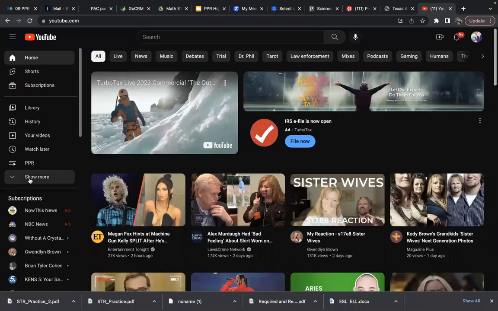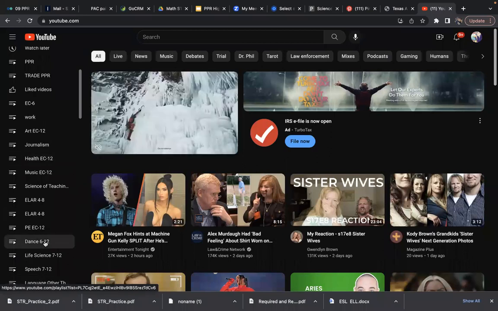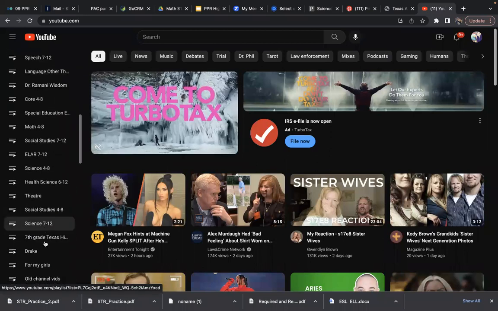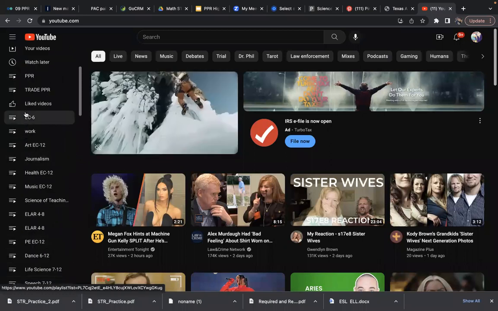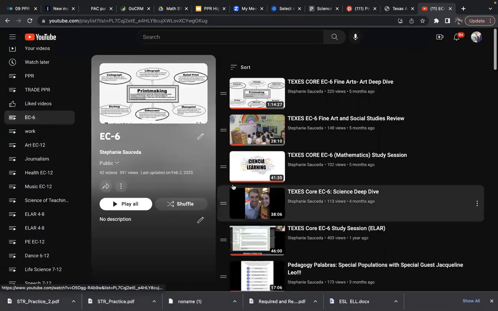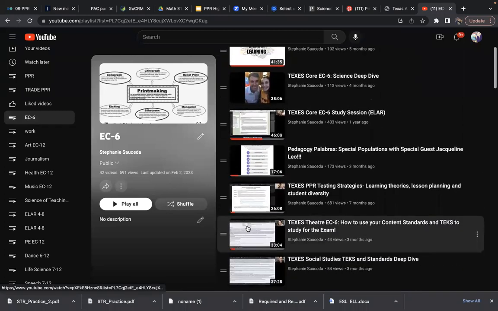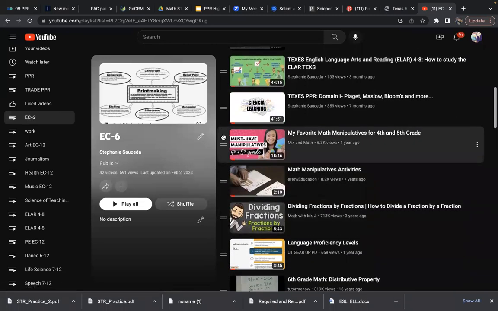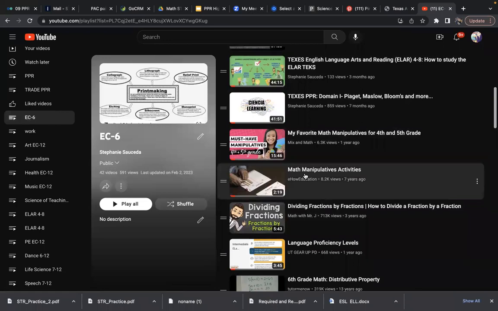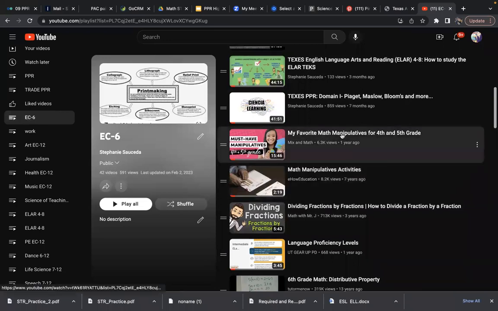Going to my EC-6, so here's a math deep dive in EC. This needs to go down and down. So here's one for math, math manipulatives, and this is over place value. And this is for 4th and 5th grade manipulatives. She's talking about what matters for 4th and 5th grade, because there are particular skills, and what manipulatives they need to better help them.